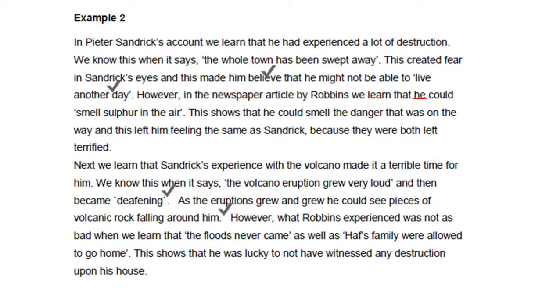"However, what Robbins experienced was not as bad when we learned that the floods never came, as well as Half's family were allowed to go home. This shows he was lucky to not have witnessed any destruction upon his house." That's a really nice point. The child's engaged with the text, which is brilliant, but they're not at all focused on the question there. You're not allowed to judge whose experience was bad, and it's not really right either, because Robbins's experience was not as bad because he was a journalist going after, like, 2 weeks later, and Half's family was not the writer's experience, so that's irrelevant. So that's why they've not given a tick.